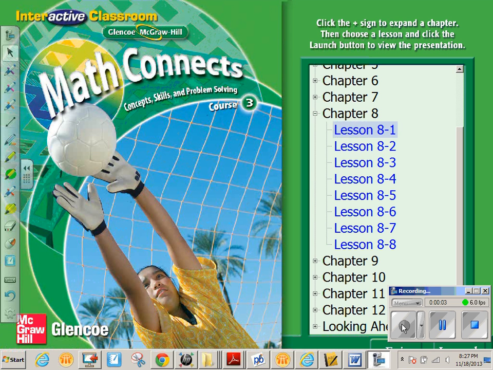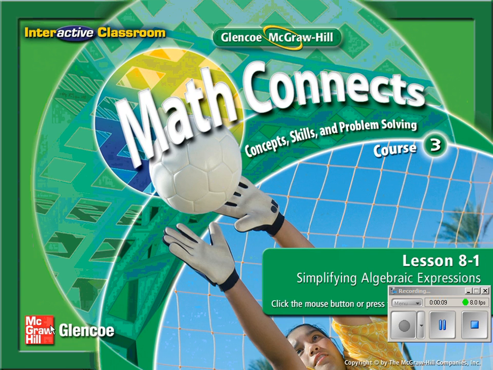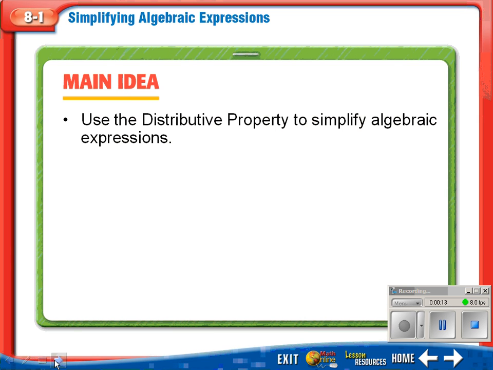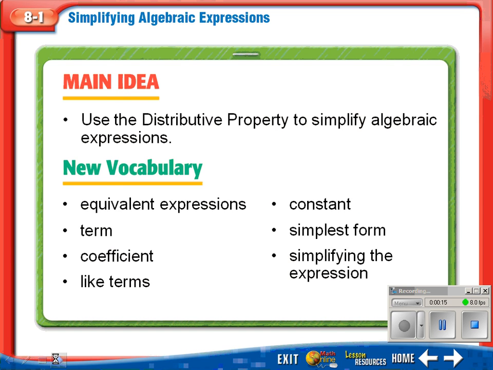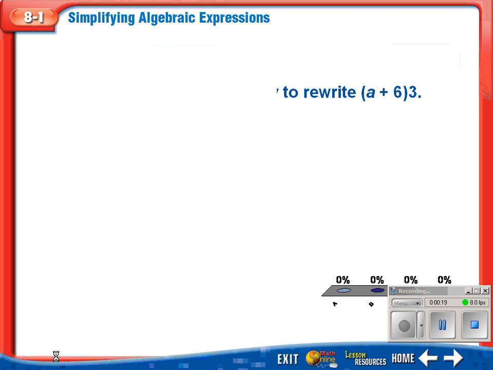Welcome, Pleasantly Middle School. Today we're going to be working with combining like terms and the distributive property using expressions. Our first slide just talks about different vocabulary words.